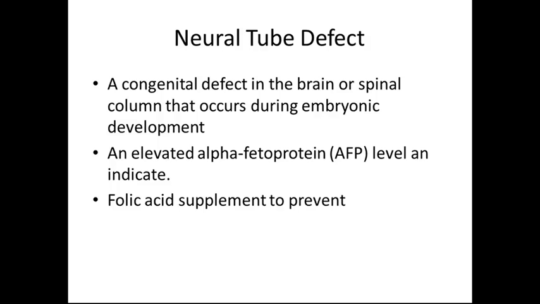Neural tube defects are congenital defects in the brain or spinal column that occur during embryonic development. An elevated alpha-fetoprotein level can indicate these neural tube defects. Folic acid supplements are often used to prevent neural tube defects.